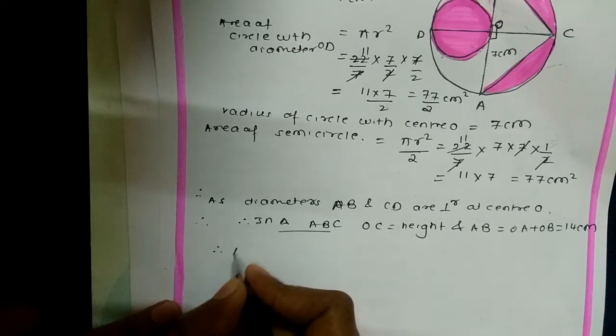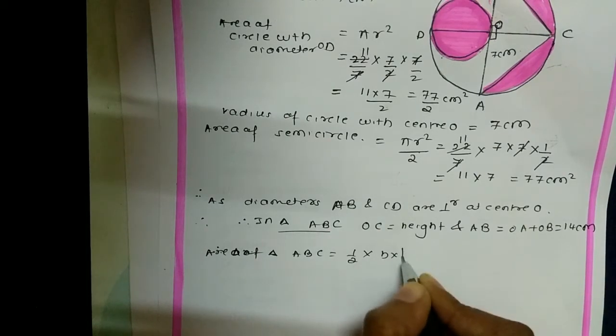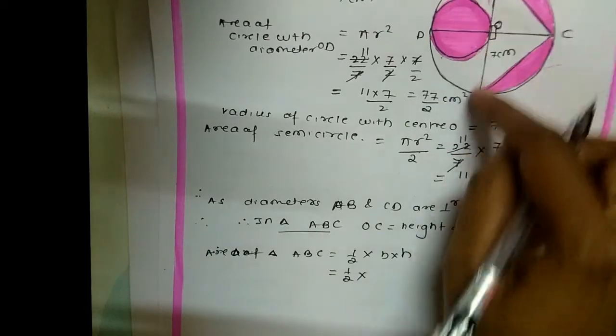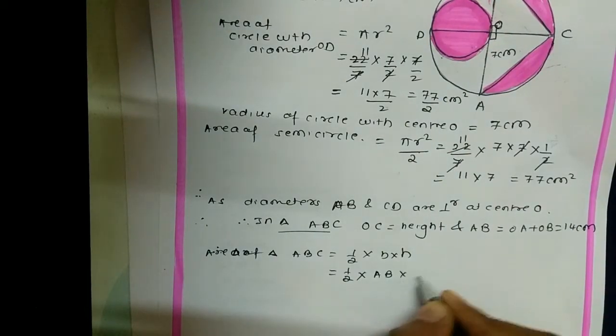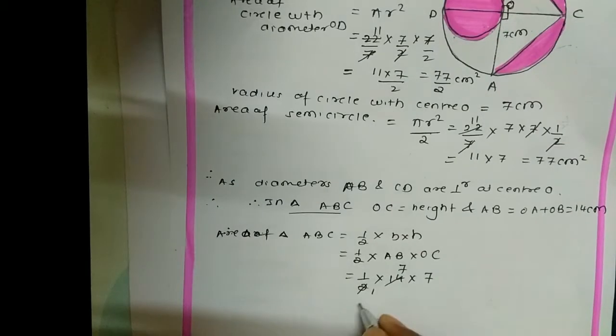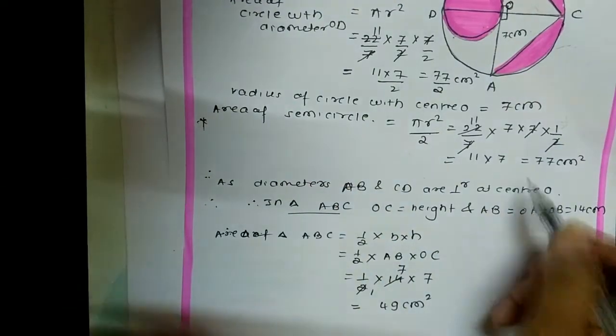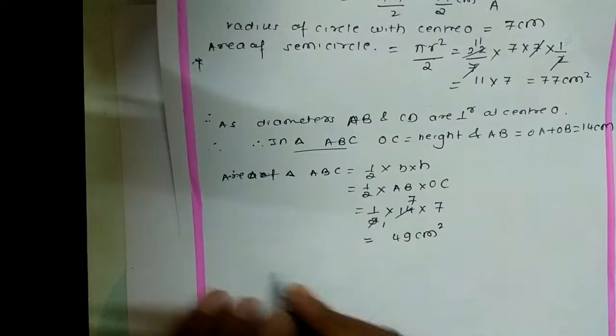So this is the base, this is the height. So we can find out the area of this triangle. Area of triangle ABC is half base into height. Base is AB, height is OC. Half of base AB, that is 14, into height OC, which is 7. 2 ones are 2, 7s are 7, so 7 sevens are 49 centimeter square. So from this semicircle area, subtract this area of ABC.